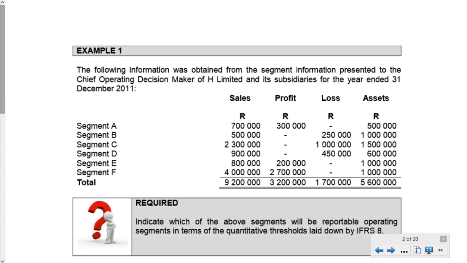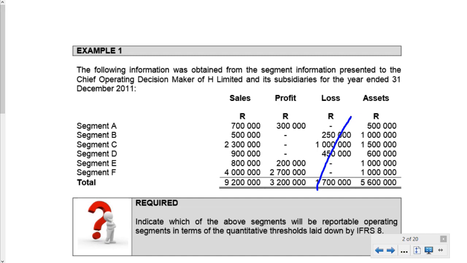All right, so here's the following information that's presented to the CEO. They don't call him the CEO, they call him the chief decision maker, because he has different names, I suppose, in different places. The chief decision maker of H Limited and its subsidiaries, so it's a group of companies, H Limited Group, and this is the segments that CEO gets. He gets segment A through to F, and they've given you the sales, the profit, the loss, the assets. You can see with profit or loss, I haven't said minus and netted. I've kept the profit separate and the loss separate, and I'm going to take the highest of these. So I'm actually going to disregard that one. I'm going to take that one.